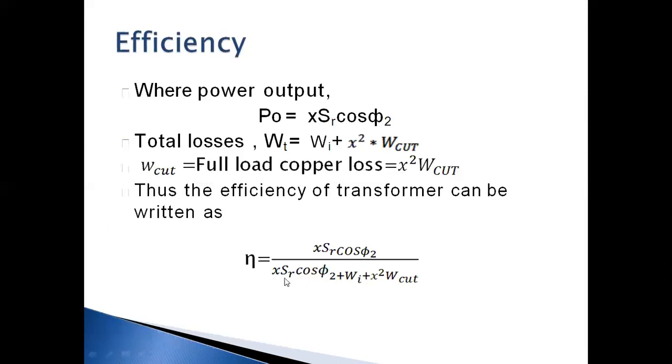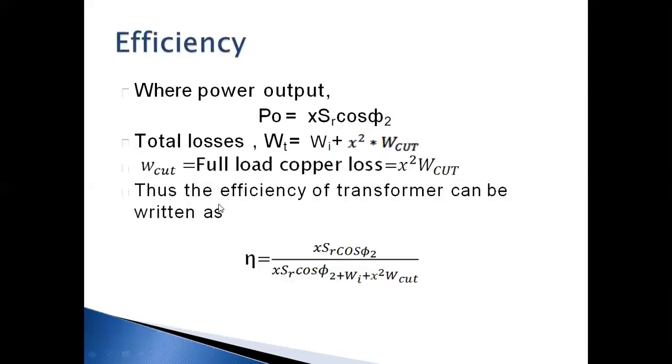So that is why the output is x SR cos phi 2 plus Wi, and this is the iron loss, which remains constant, and this becomes x square into Wc, meaning the total copper loss. Again I am telling that it is x square because the copper loss is directly proportional to the square of the current, and x is the portion of the current or the load for which the maximum efficiency occurs.